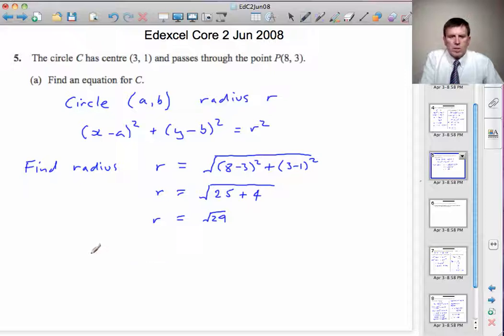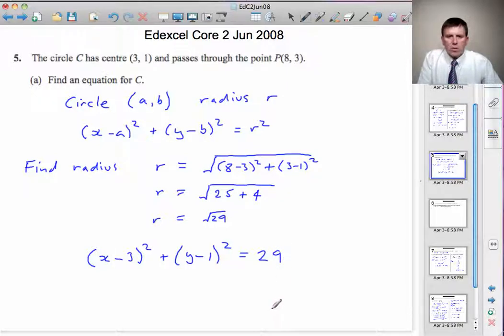which means the equation of this circle is x minus the x coordinate of the center point squared plus y minus the y coordinate of the center point squared is equal to r squared, and root 29 squared is 29. So that's the equation of the circle.